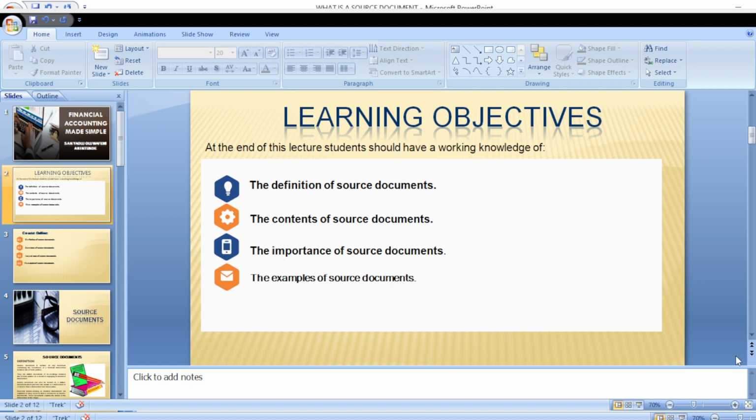Now let's go through the learning objectives of the course. At the end of this course, the students are expected to have a working knowledge of one, the definition of a source document. What is the definition of a source document? Then the contents of source documents. Also, you're expected to know the importance of source documents. And lastly, you are going to have a working knowledge of examples of source documents.